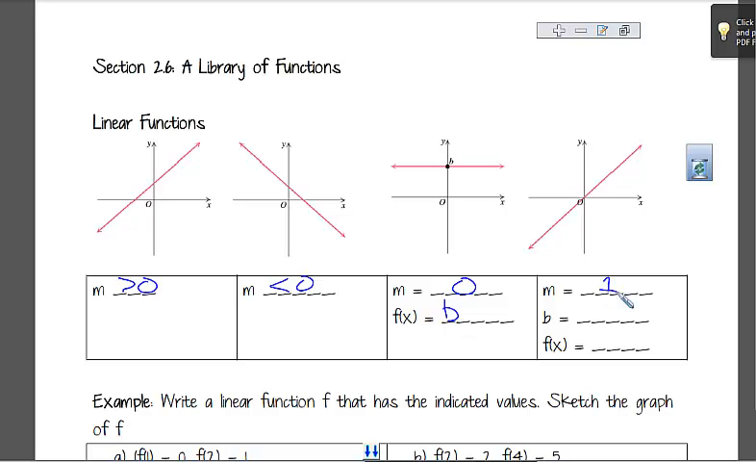And then finally we have one that looks like the slope is 1. Our intercept, the y coefficient of the intercept, is 0 because it goes right through the origin. And so we would say that this is f of x equals x. If it has a slope of 1, it's going straight through the origin. We say this is f of x equals x.